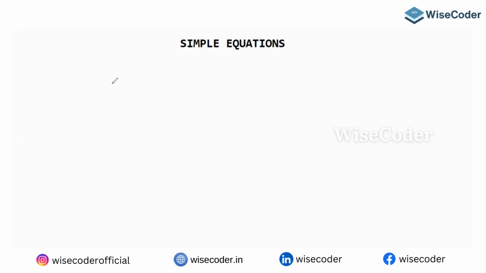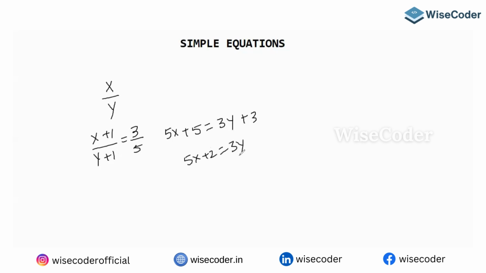Let's say the fraction is x by y. I don't know what the fraction is, but let's say this is the fraction. What is happening? If I increase by 1, the fraction will become 3 by 5. So if you calculate it, what you're going to get? 5x plus 5 equals 3y plus 3. So you can write this as 5x plus 2 equals 3y.